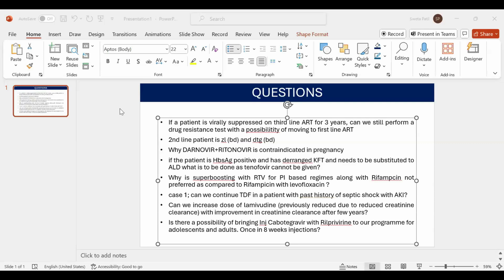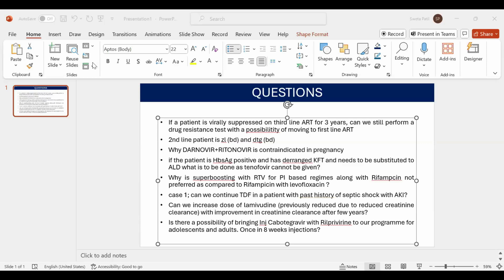Then the next question is, can we continue tenofovir in patients with past history of septic shock with AKI? Suppose the patient had AKI because of septic shock, and now the patient's RFTs and kidney function are completely normal. We can give tenofovir in such a patient. We can try, because here it was due to septic shock and not tenofovir nephrotoxicity. So when re-challenging tenofovir, we have to monitor the creatinine, say weekly, just to be sure that the patient does not have any renal issues now.